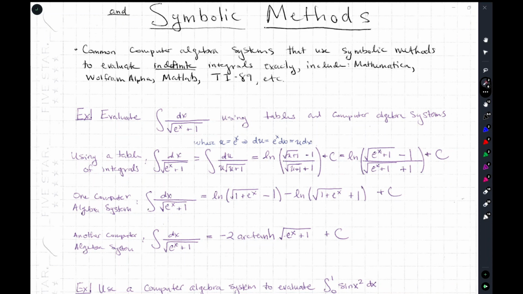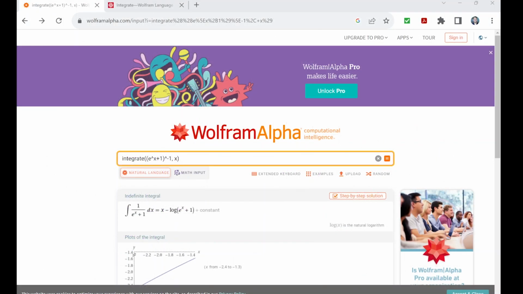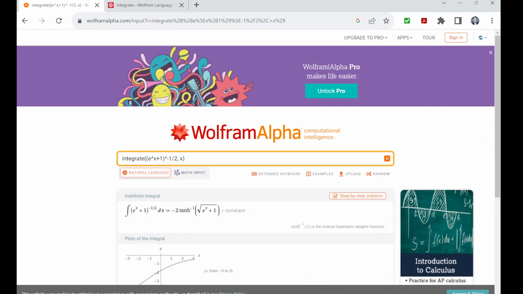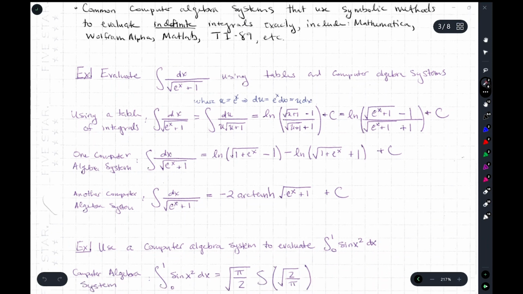And so you have to be mindful that different computer algebra systems will give you different results, but they're all equivalent. In particular, if we use Wolfram Alpha, here I would just have to change this to a -1/2 instead. And let's see what Wolfram Alpha gives us. So it gives us that result, the second one that we saw.